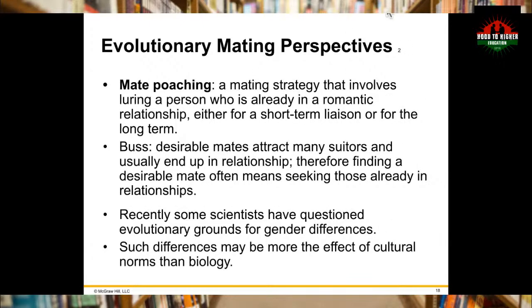So in evolutionary mating perspectives, mate poaching is a mating strategy that involves luring a person who is already in a romantic relationship, either for a short-term liaison or for the long term. So desirable mates attract many suitors and usually end up in a relationship. Therefore, finding a desirable mate often means seeking those already in a relationship, right? So recently, some scientists have questioned evolutionary grounds for gender differences. Such differences may be more the effect of cultural norms than biology.